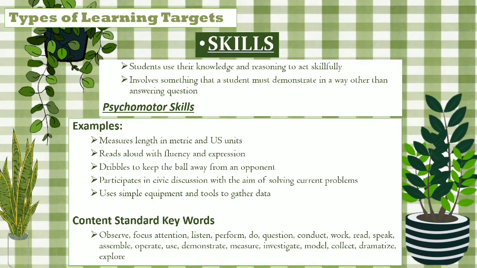The third type of learning targets is skills. Students use their knowledge and reasoning to act skillfully. Also, it involves something that a student must demonstrate in a way other than answering questions. Psychomotor skills describe clearly the physical action required for a given task.